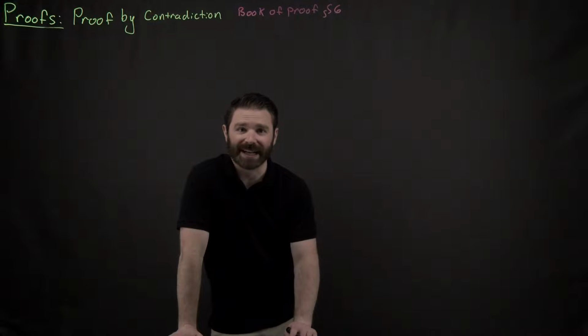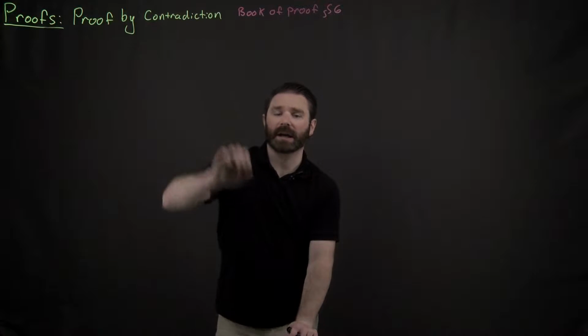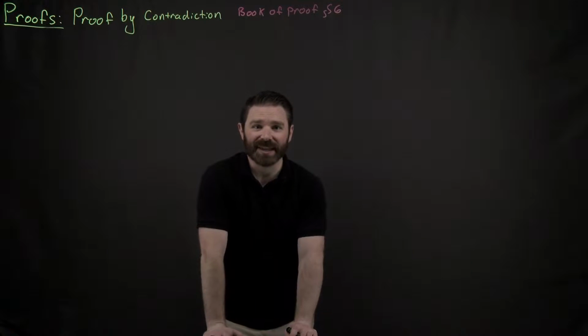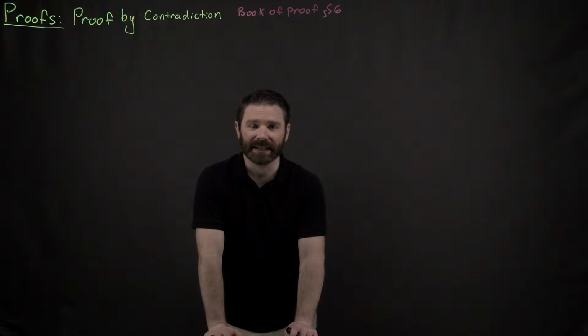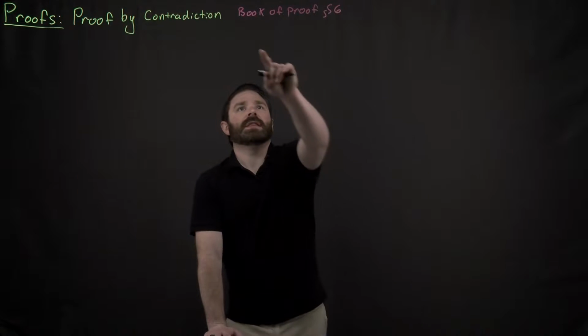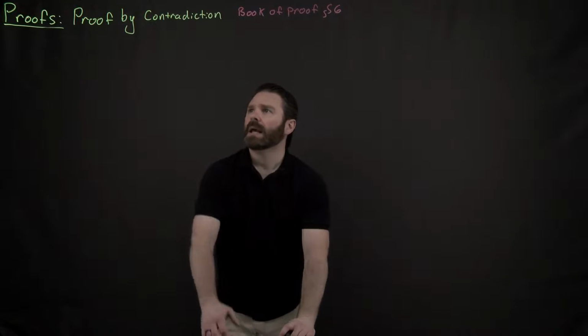So for another proof technique, we're going to discuss, this time, a proof by contradiction. Don't confuse that with a proof by contrapositive. The names seem similar, but this is a totally different kind of proof technique. And it's actually a very nifty one and quite powerful. This content is contained in the Book of Proof, chapter 6.